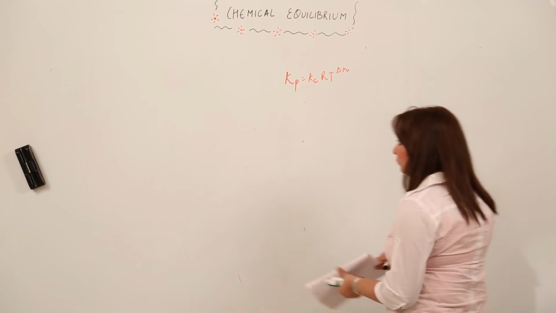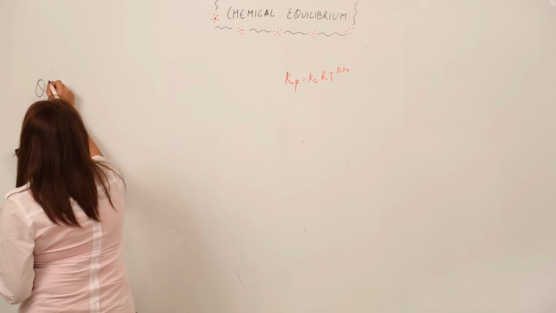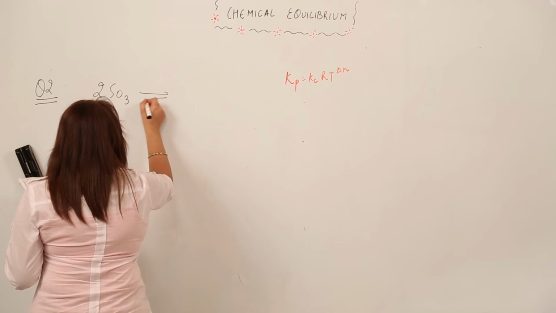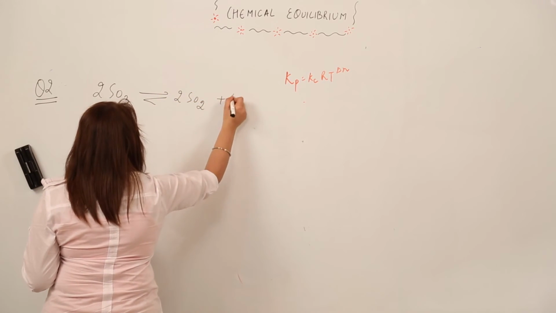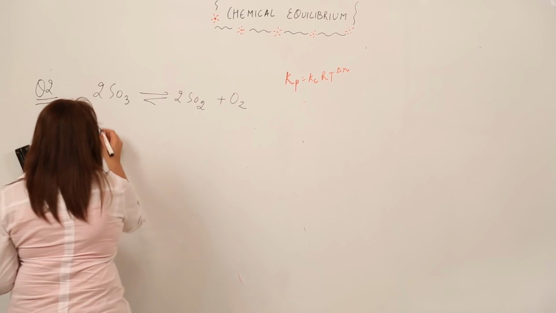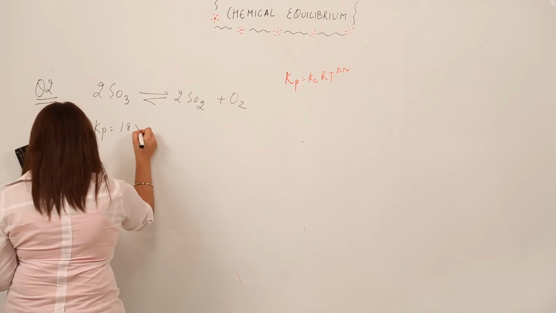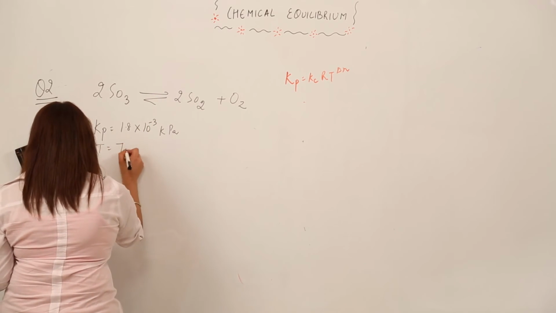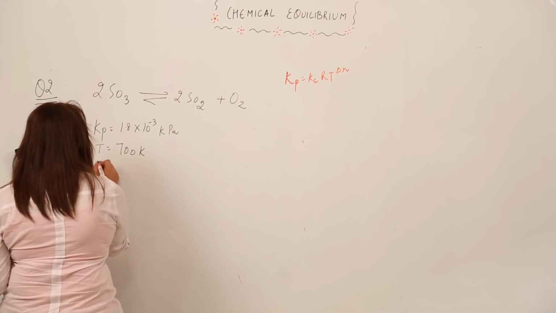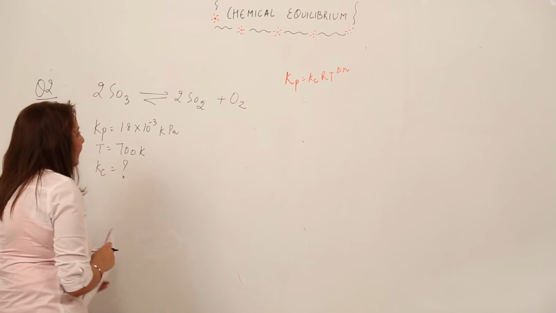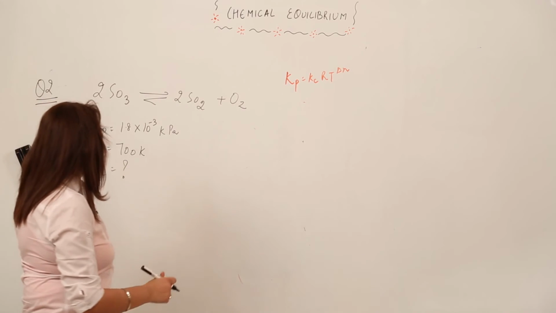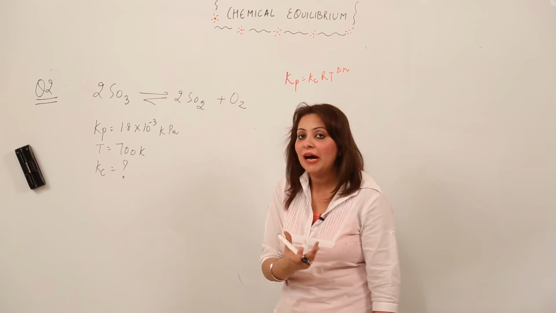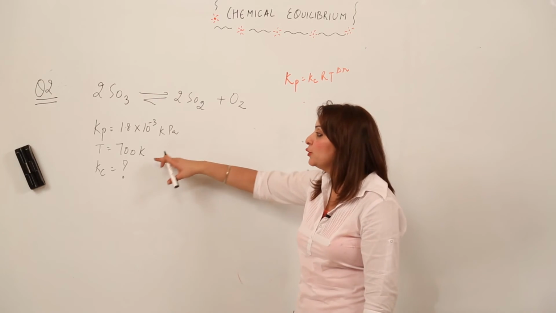So we have another question. In the second question we have a reaction, right? This is the given reaction, and for this reaction Kp is also given, which comes out to be 1.8 into 10 raised to the minus 3 kilopascal, and the temperature is 700 Kelvin. You need to find the Kc for this reaction. So how will you do that? We know that we have the Kp, we have to calculate the Kc, we have R also, because R is the gas constant, and we do have the temperature, right?